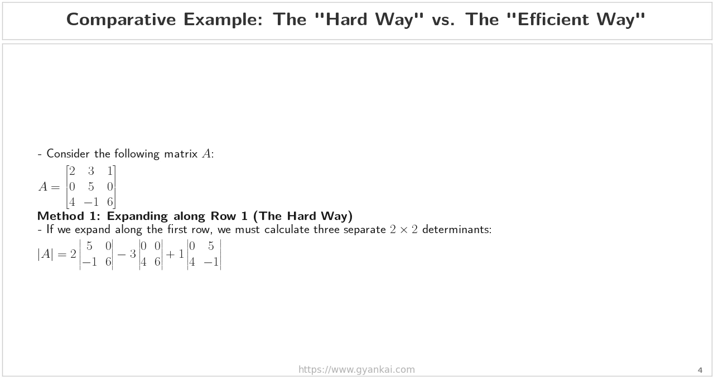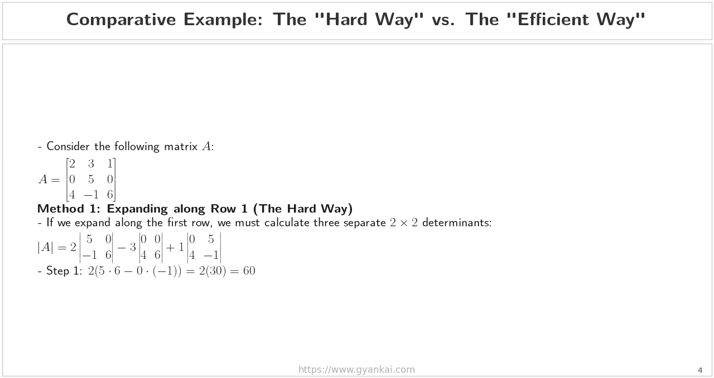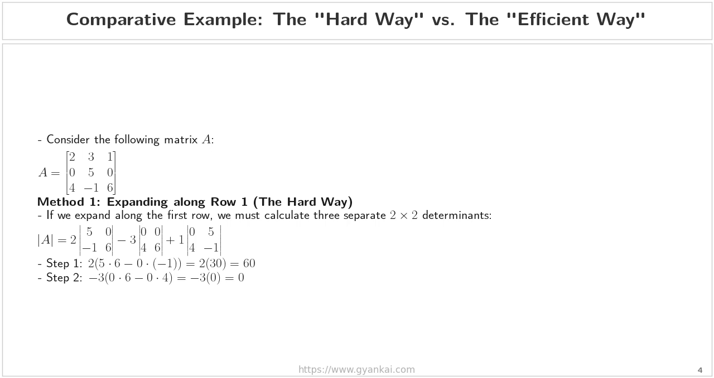To demonstrate the difference in effort, let's first try method 1, which I'll call the hard way. Suppose we decide to expand along the first row. As we learned in the previous slides, this means we have to calculate 3 separate 2 by 2 determinants. Starting with the first term, we take the element 2 and multiply it by the determinant of the minor containing 5, 0, -1, and 6. This gives us 2 times the quantity of 5 times 6 minus 0 times -1, which simplifies to 2 times 30, resulting in 60. Next, we move to the second term.